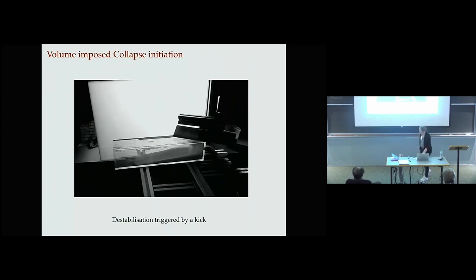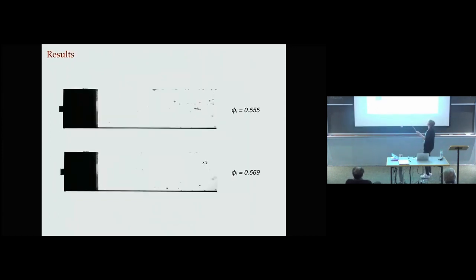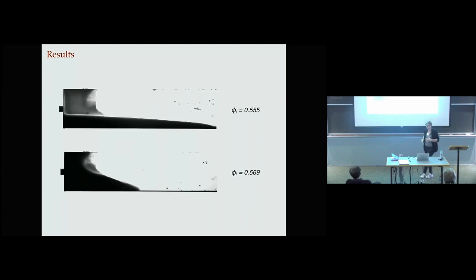So what happens if we change the packing fraction? For the random loose packing, you can see that the collapse is immediate. We have a long run-out. Now what happens if we increase a little bit the packing fraction? The movie is accelerated 3 times. So we see that we have a collapse, but the velocity is smaller and the run-out is smaller. We just change a little bit the packing fraction, and you can see that the run-out changes a lot. So it's really, really sensitive.